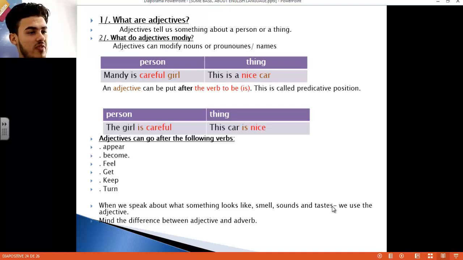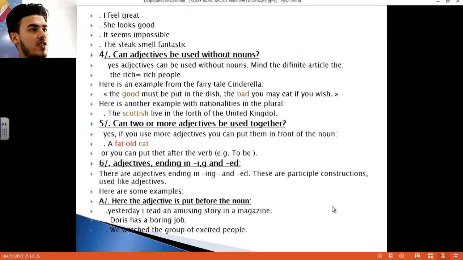When we speak about what something looks like, smells, sounds, or tastes, we use adjectives, and that is the linking verb. Mind the difference between an adjective and an adverb. We will see this difference later on, inshallah. I feel great. She looks good. It seems impossible. The steak smells fantastic.